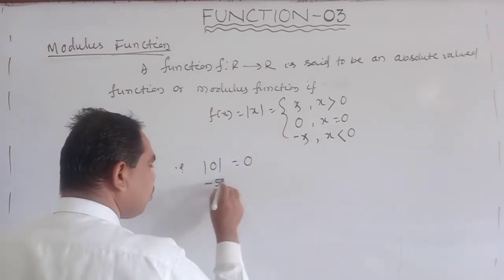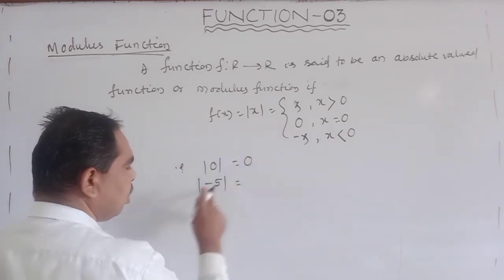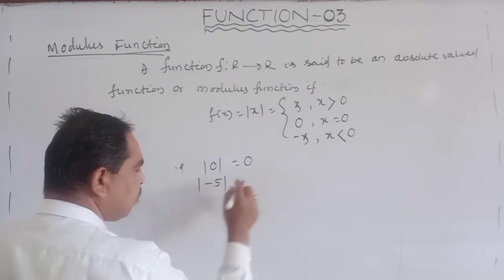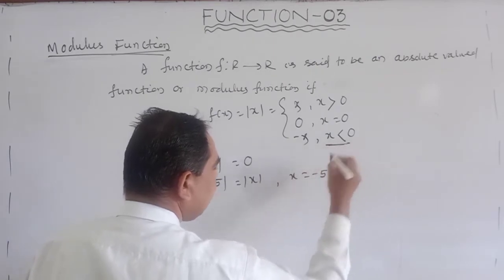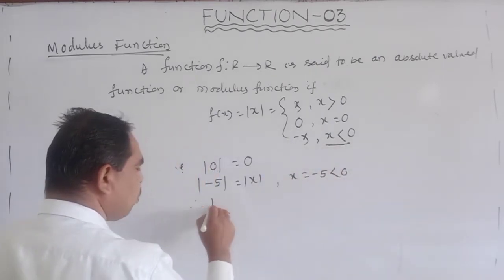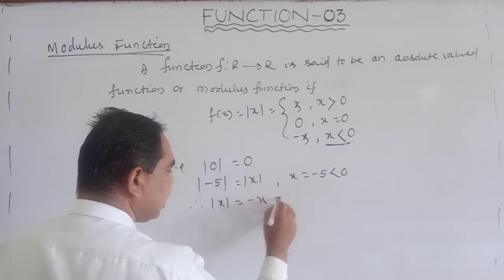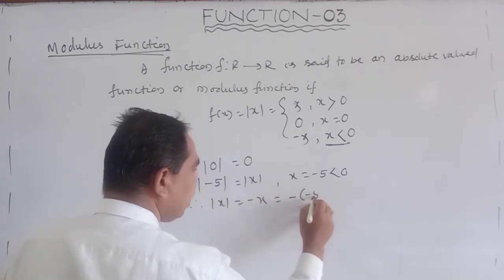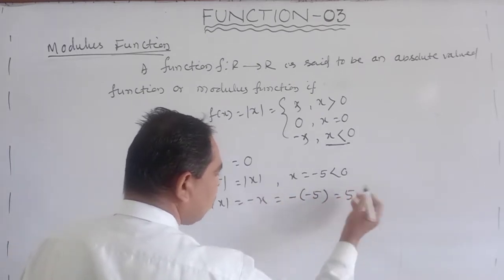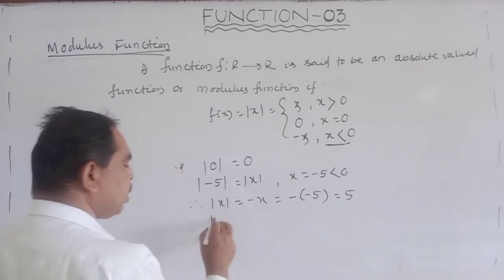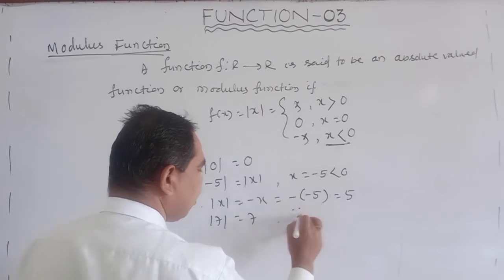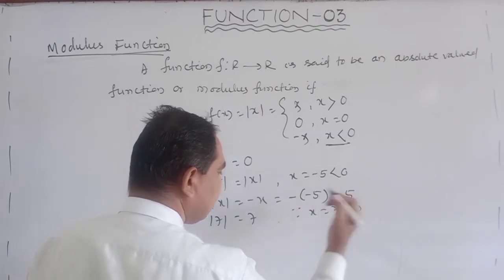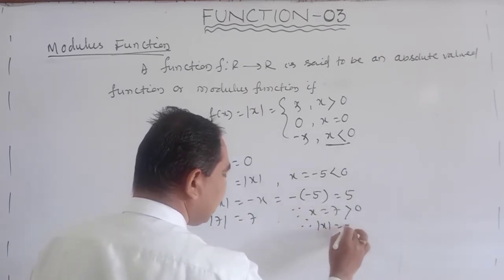Mod of minus 5: here x is equal to minus 5, so minus 5 is less than 0. Therefore mod of x is equal to minus x, which is minus of minus 5, equal to plus 5. Mod of 7 is equal to 7, because x is equal to 7, which is greater than 0. Therefore mod of x is equal to x, which is 7.